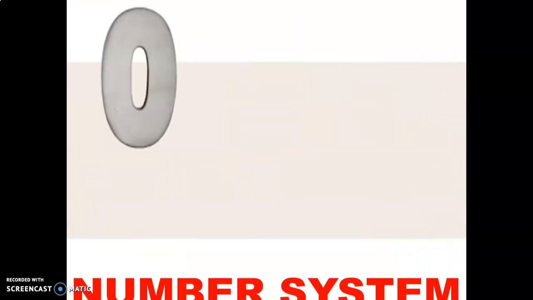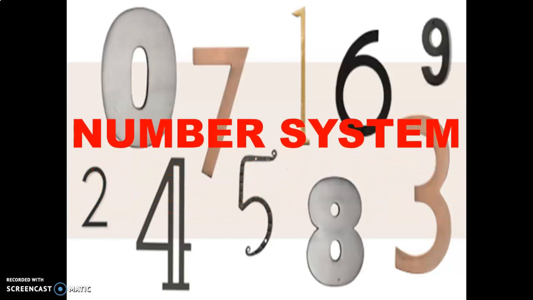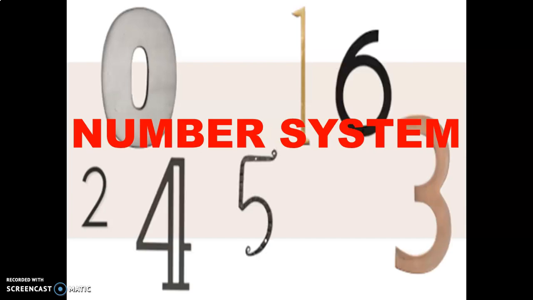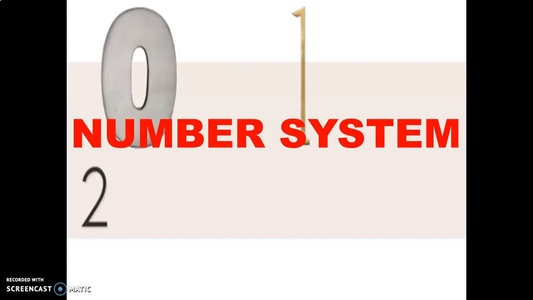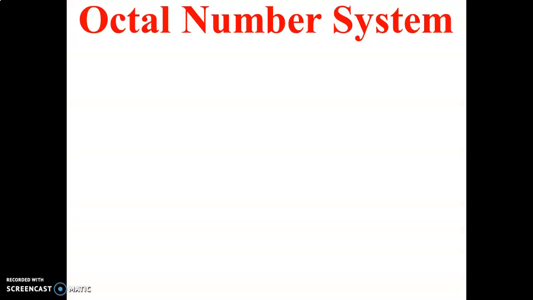In the previous video we have studied about number system, decimal number system, binary number system, and we also have studied about conversion from decimal to binary and binary to decimal. So today we will start from octal number system. As I told you before, we have four types of number systems: binary number system, decimal number system, octal number system, and hexadecimal number system. So today we will start from octal number system.